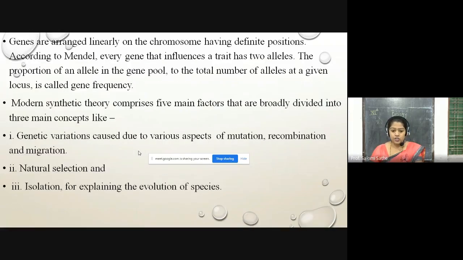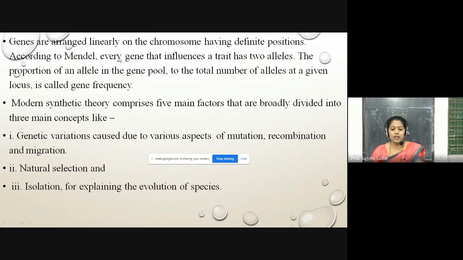Genes are arranged linearly on the chromosome having definite position. Where genes are present, as we know, in the cell there are cytoplasm and nucleus. In cytoplasm a number of cell organelles are there. In nucleus there are nucleoplasm, nucleolus, and here the genes and chromosomes are present. Genes are arranged linearly on the chromosome, having their definite position.